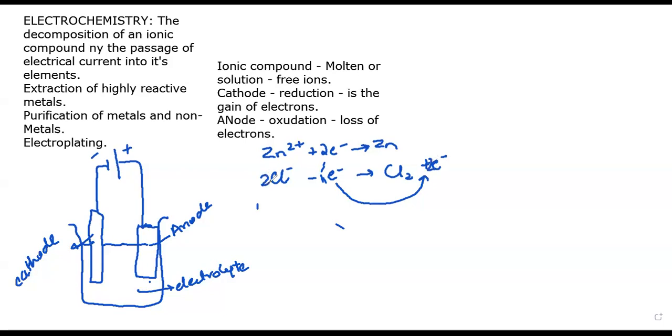So this is how we had studied in our IGCSE. This is how we were making our ionic equations. So this second reaction is the reaction at the anode, and this is the reaction, the top one, at the cathode.